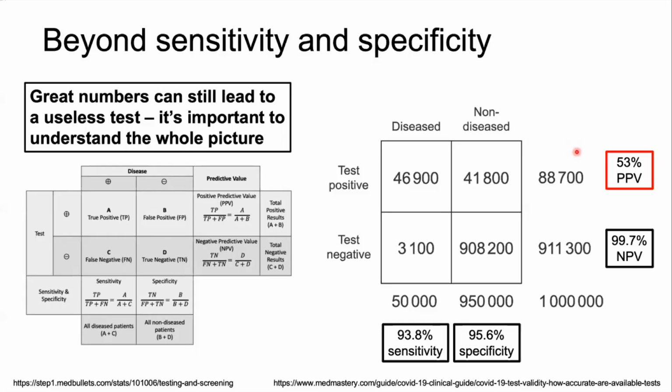So great numbers can still lead to a useless test. If you're just thinking about sensitivity and specificity without the whole context of what's happening, then that's an issue. For example, this is an example of COVID testing, but this positive predictive value would change drastically if you tested a million people in New York City in May, where you probably have a much higher prevalence than you do today or back in February.